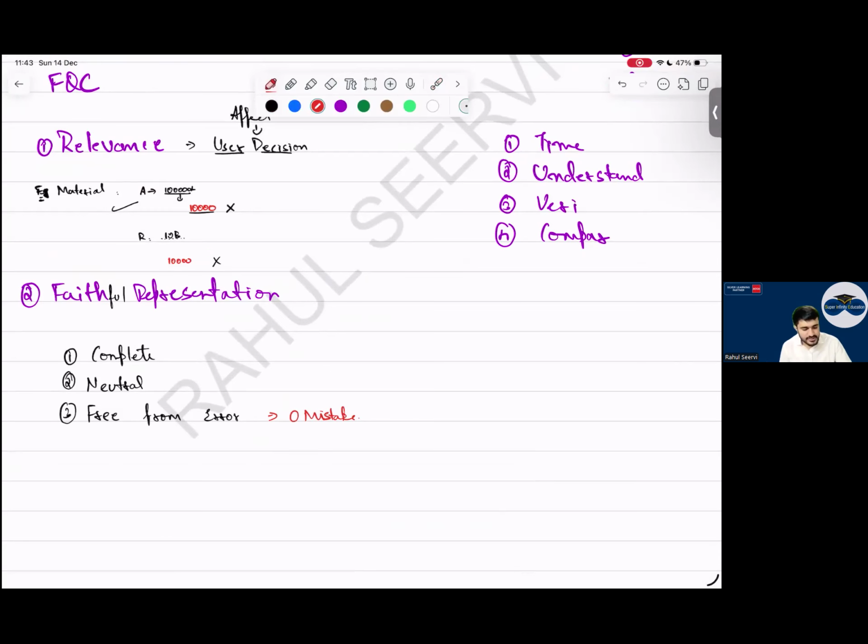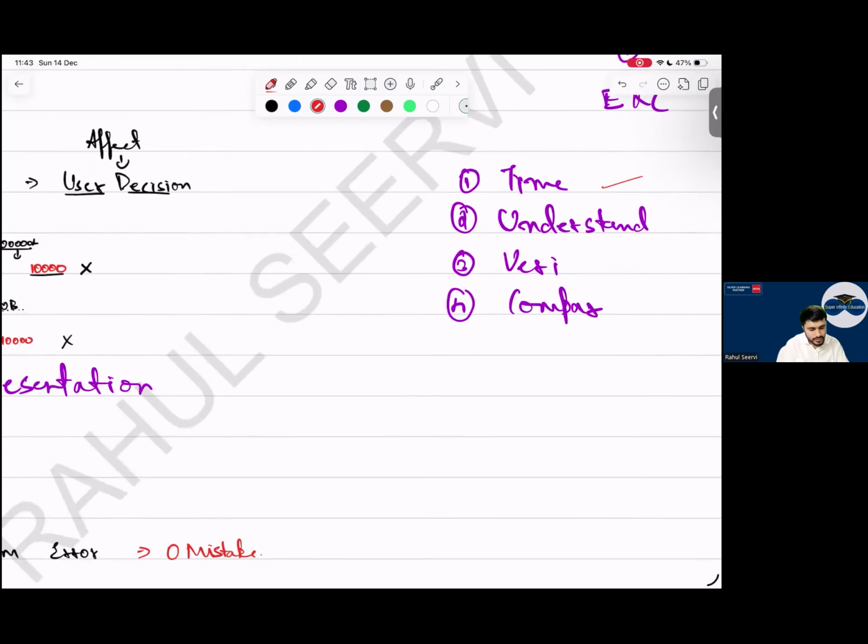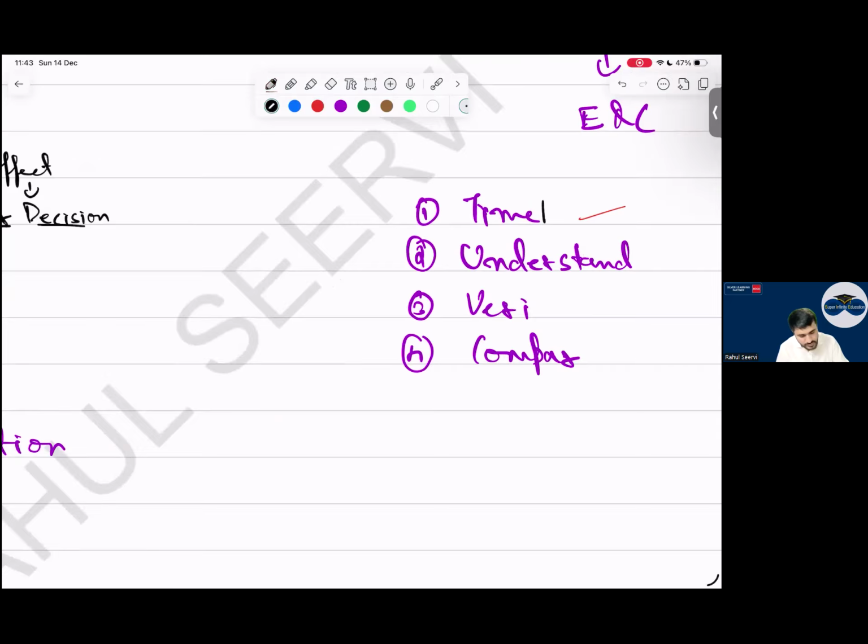Now coming to the enhancing characteristics. What are the enhancing characteristics? First one is timeliness. Timeliness means when will you say the information is good? When it is provided on time. If Reliance company provides its current year balance sheet and P&L after 3 or 4 months, or after 3 or 4 years, is that relevant? No. Timeliness means the information should be provided on a timely basis.